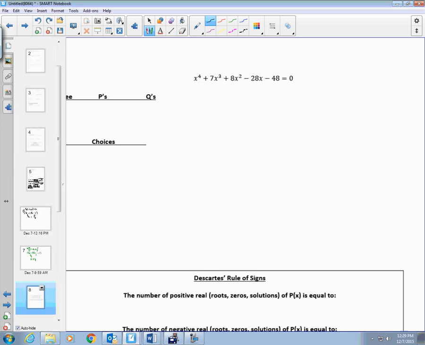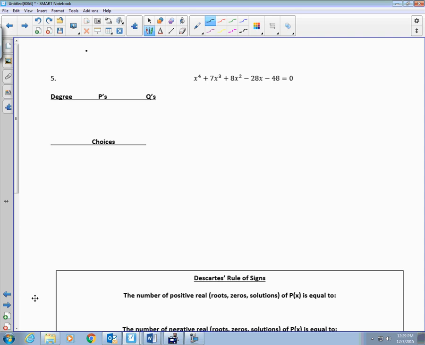Last example, as we said, is a quartic, x to the 4th. So we start by identifying the degree. The fundamental theorem of algebra does state that the degree tells us the number of solutions. P's and Q's. Let's do the Q's first. 1. The P's, 1. Very good.